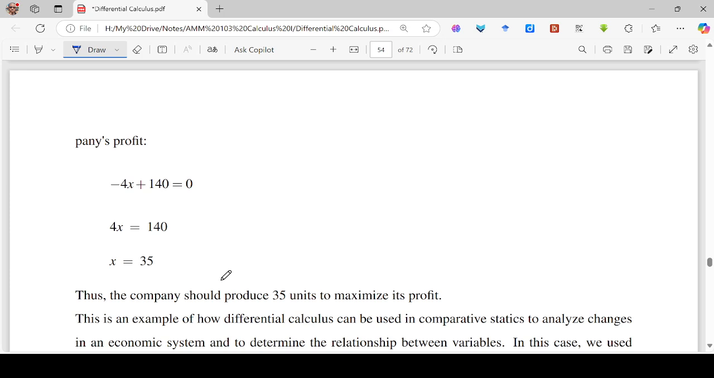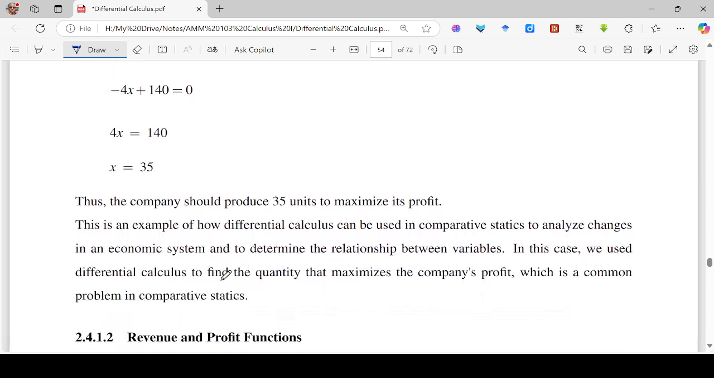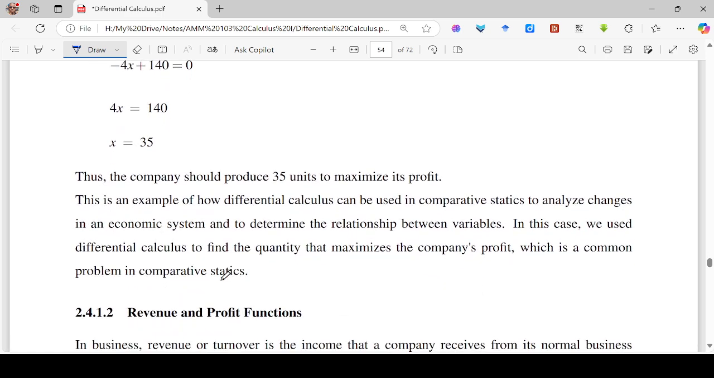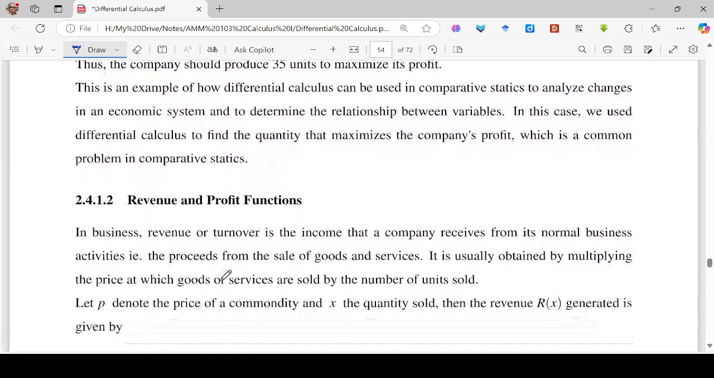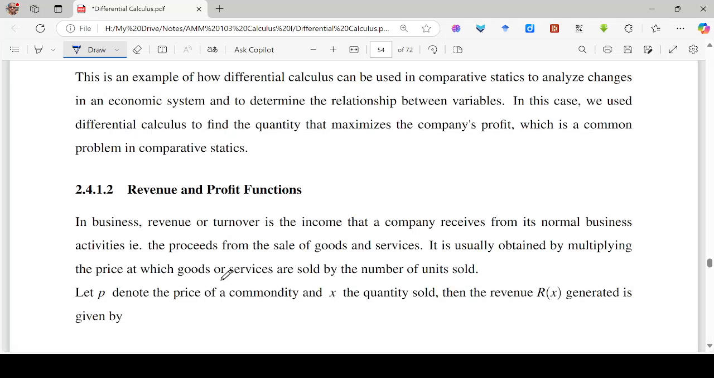So this is an example of how differential calculus can be used in comparative statics to analyze the changes in an economic system and to determine the relationship between variables. In this case, we use differential calculus to find the quantity that maximizes the profit of this company, which is a common problem in comparative statics. We also have problems in revenue and profit functions.